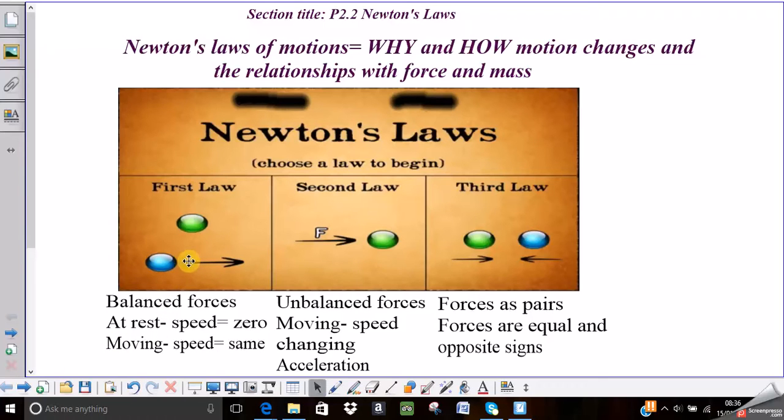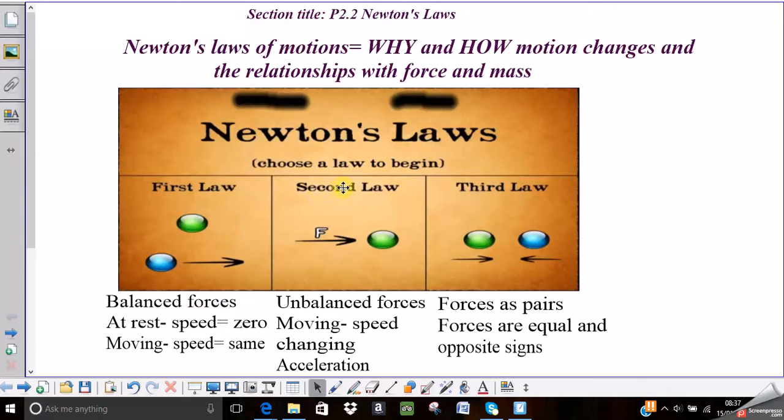The blue ball has an arrow attached to it just to show that the blue ball is moving. But the blue ball for the first law is moving at the same speed. So it's moving and the speed is the same. The speed is not changing. We can say same speed, we can say steady, we can say constant speed. So the first law is the law of balanced forces.